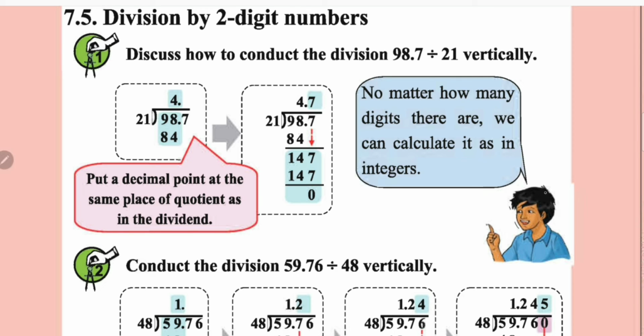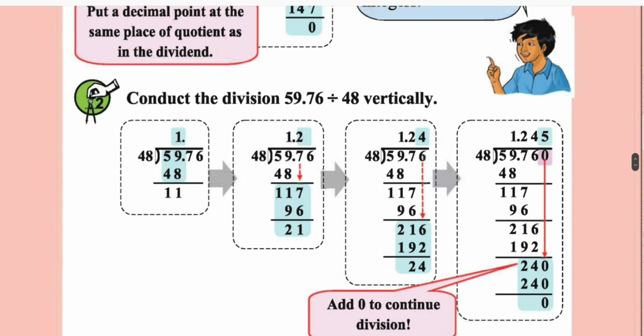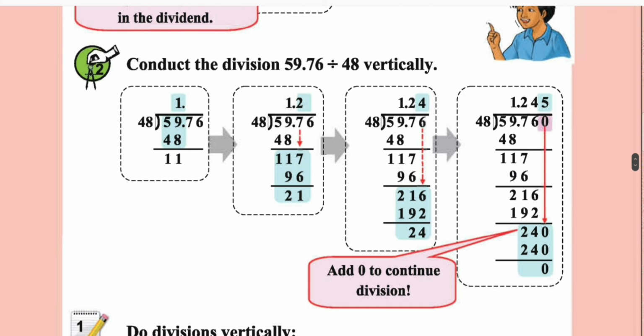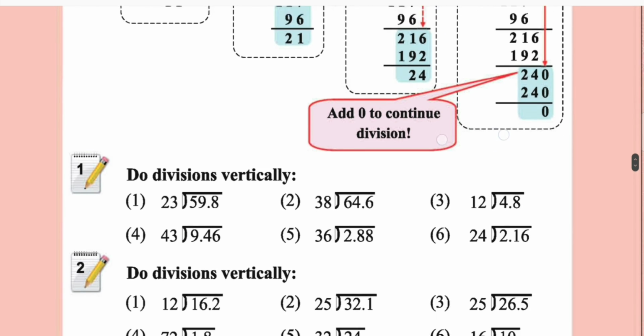Okay, this one is also correct. No matter how many digits there are, we always calculate it like an integer. Forget about the decimal point. First do the vertical division, and thereafter, in the final result, see the number of digits after the decimal point. Now divide 59.776 by 48. We will proceed in the same manner. There is absolutely no difference.